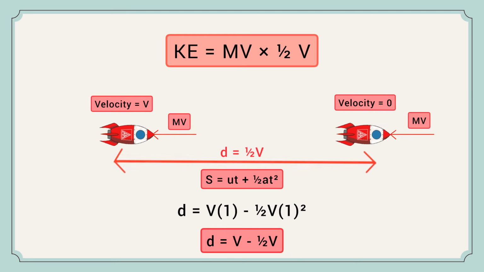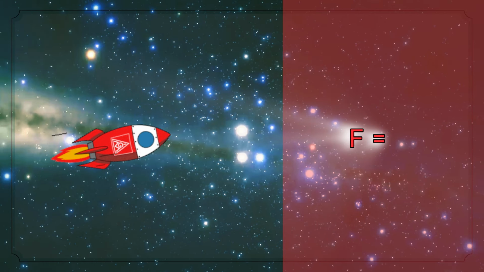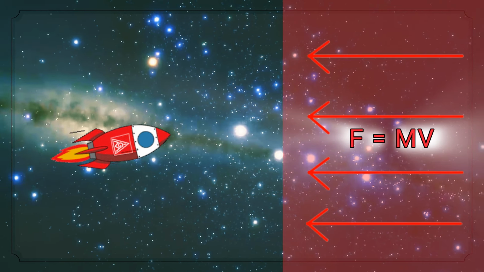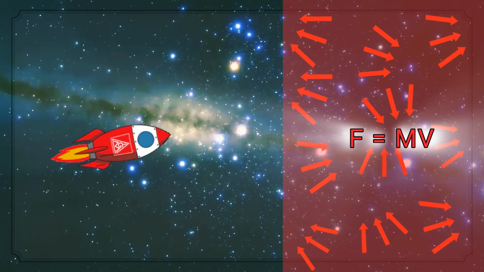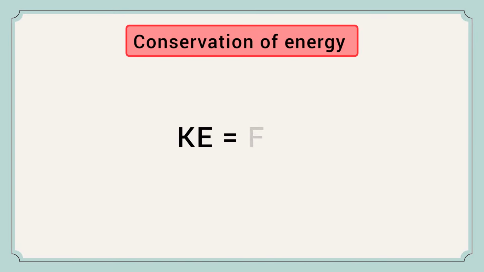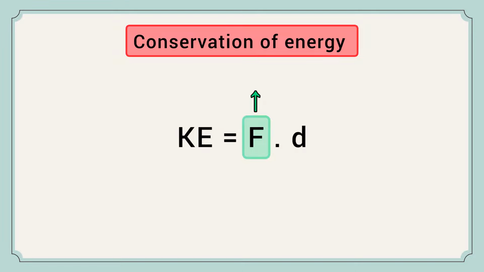However, we chose an artificial scenario where the value of the opposing force was taken to be equal to momentum and the force acted uniformly throughout the process. What about cases where the force's magnitude and action on the rocket are random? According to the conservation of energy, if one case is proven, then all cases are proven, as the object's kinetic energy is the same irrespective of the opposing force. As the opposing force increases, the displacement decreases, and vice versa. Hence, we get the equation for kinetic energy for all cases.